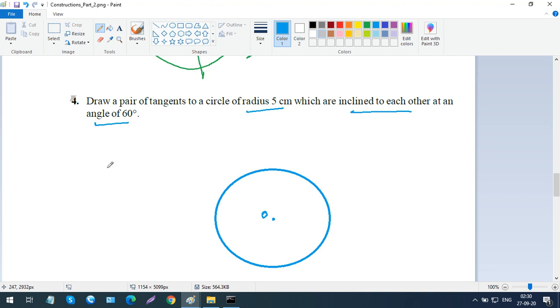So they want us to draw a circle and draw tangents in such a way that this particular angle is 60 degrees. Now that's a difficult thing, right? How do you figure out how to draw the 60 degree angle?